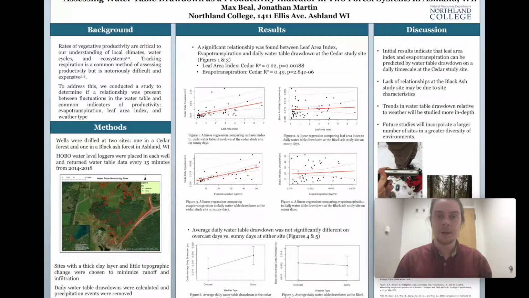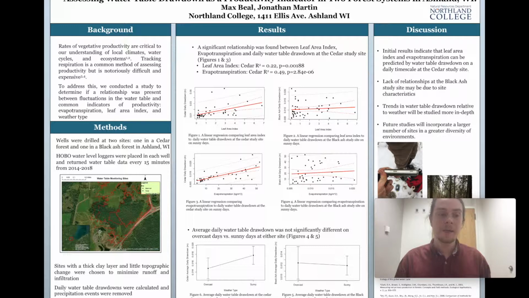So our thought was maybe we can take something that's a little easier to measure and that we can measure on a very fine time scale, similar to eddy covariance, and see if there are any relationships between, in this case, water table drawdown, and other productivity indicators that we can get on a larger time scale from satellite products, such as leaf area index, evapotranspiration, and weather type. And the idea being here that maybe we can still look at productivity on a small time scale if relationships do happen to occur between water table drawdown and these other indicators.